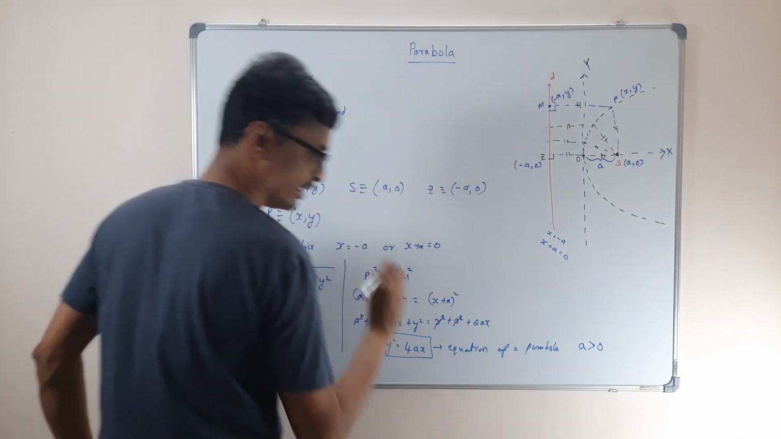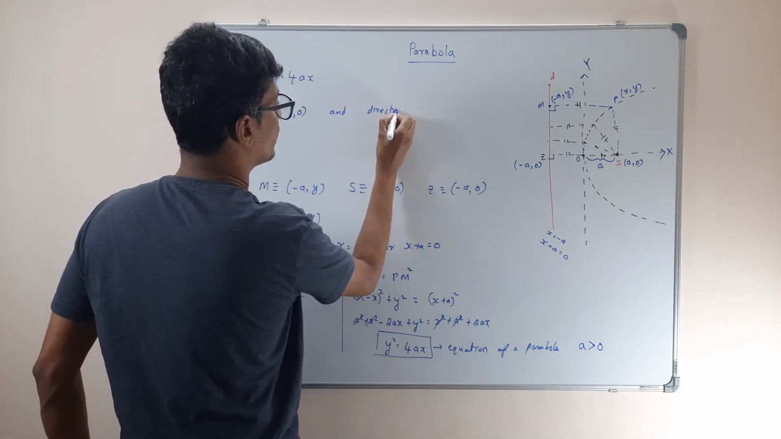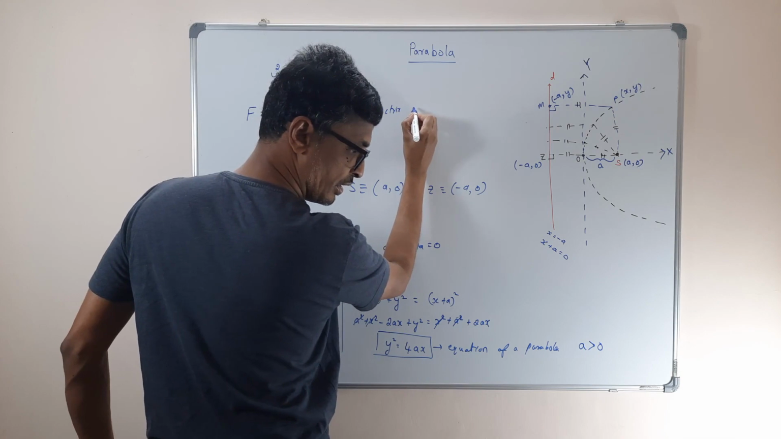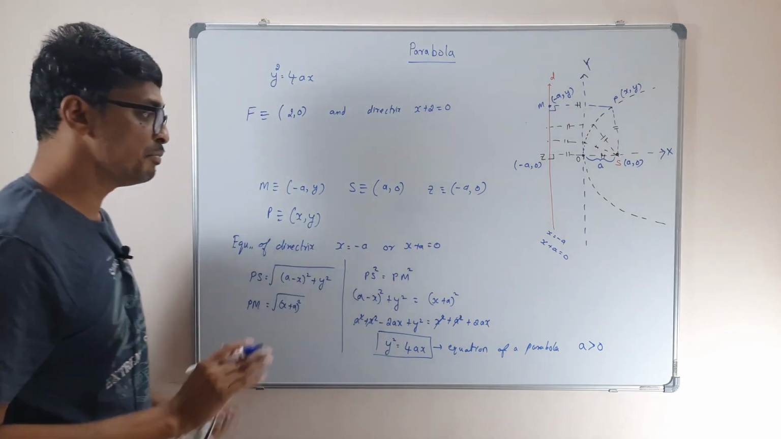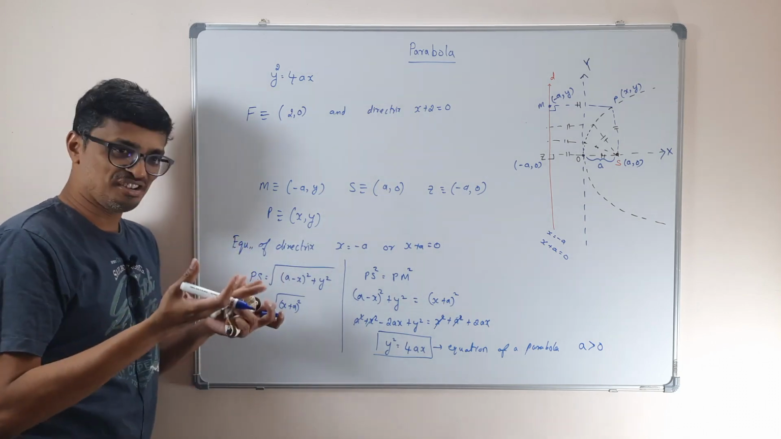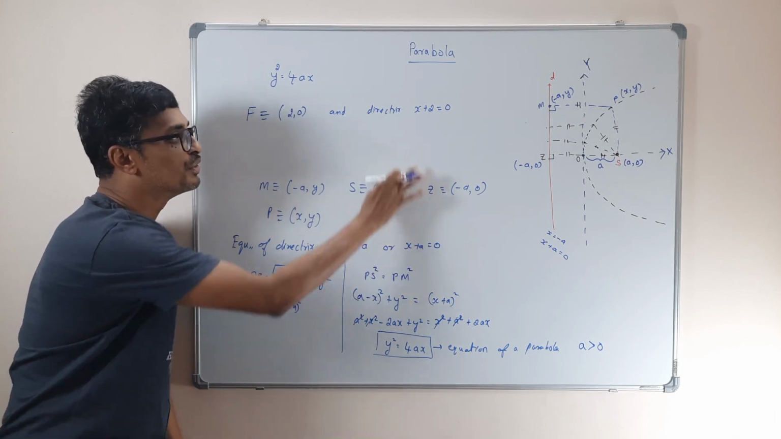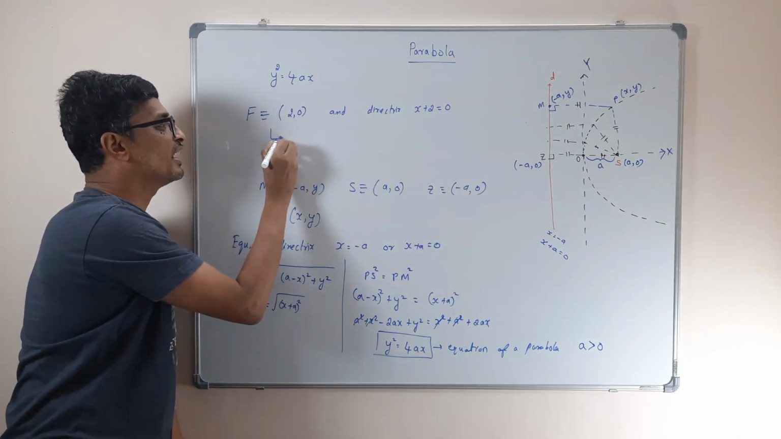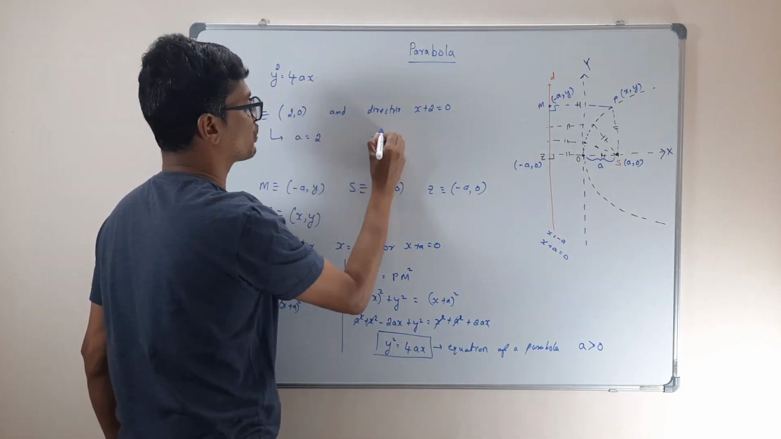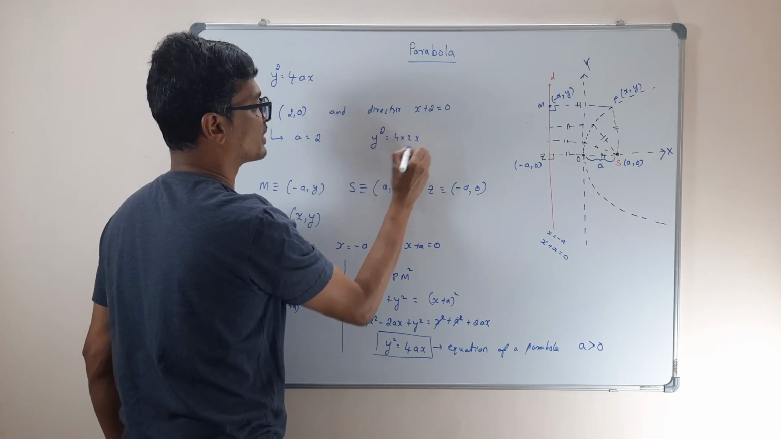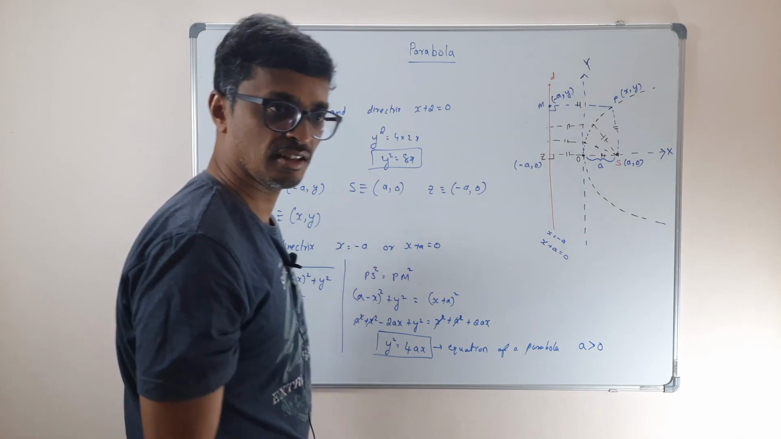And directrix is x plus 2 equal to 0. Simple. So a equal to 2. A equal to 2, because isn't it? The directrix formula is x plus a equal to 0, x plus 2 equal to 0. This itself says a equal to 2. So therefore your equation of a parabola will be what? y square equal to 4 into 2x. So y square equal to 8x. This is the equation of the parabola. So you have to get the problem.